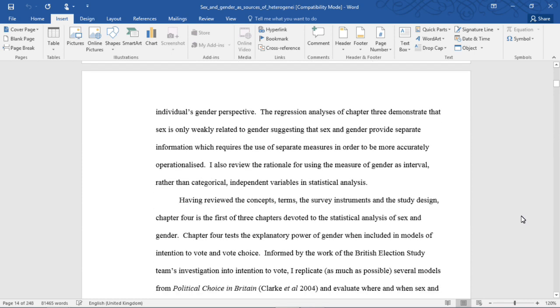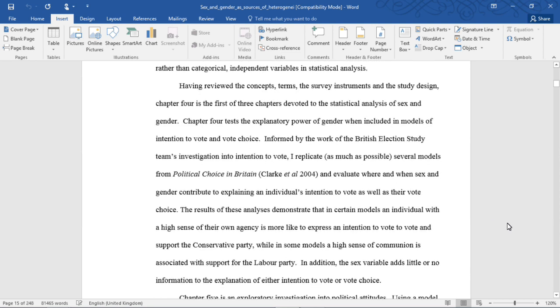The regression analyses of Chapter 3 demonstrate sex is only weakly related to gender, suggesting that sex and gender provide separate information, which requires the use of separate measures in order to be more accurately operationalized. I also review the rationale for using the measures of gender as interval rather than categorical independent variables in statistical analysis. Having reviewed the concepts, terms, the survey instrument, and the study design, Chapter 4 is the first of 3 chapters devoted to the statistical analysis of sex and gender.